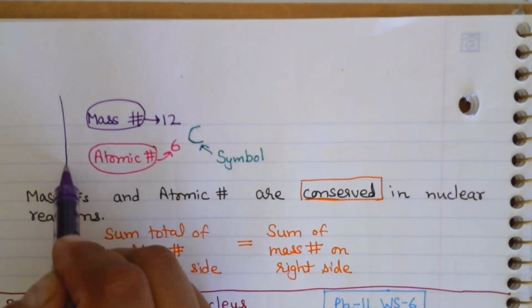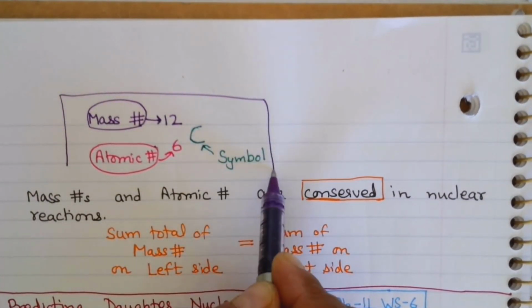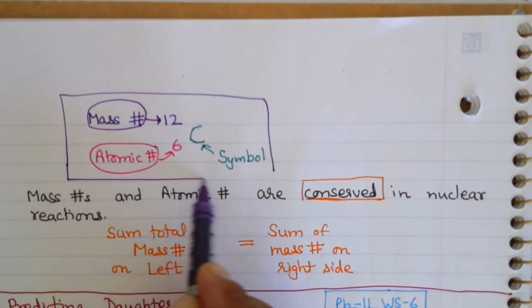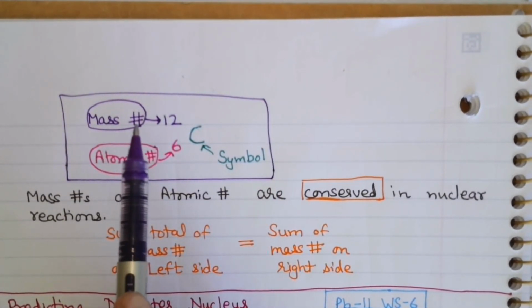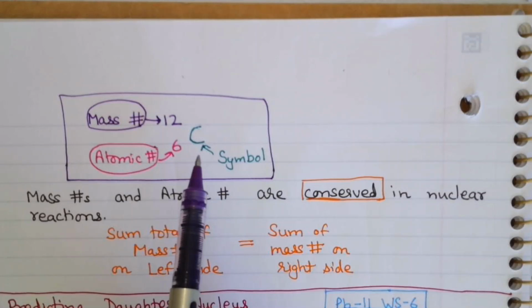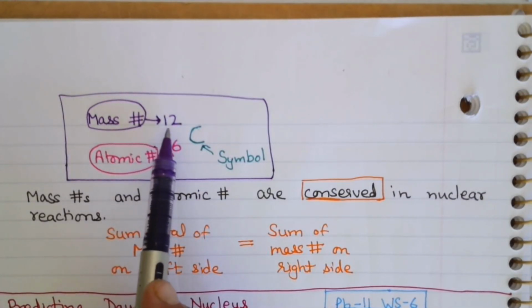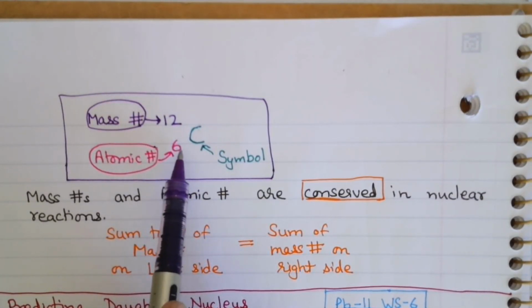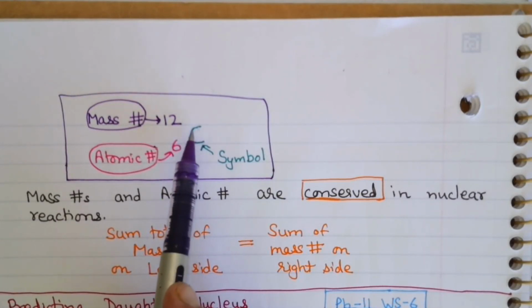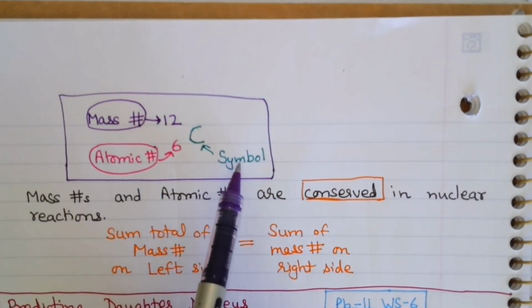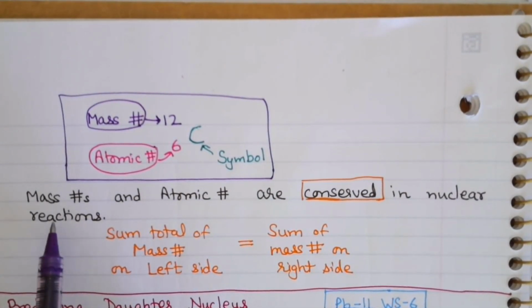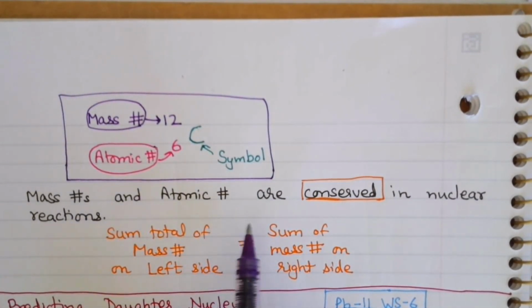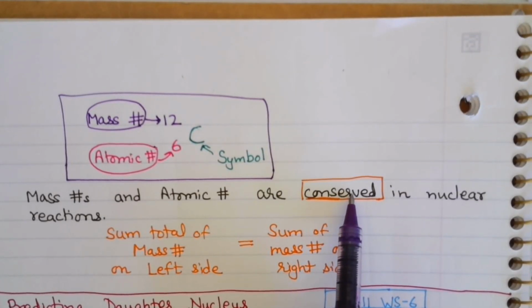First of all, we would like to go over the element symbol. This is the format we have to write for all the elements. The mass number always goes on top, the atomic number on the bottom, and then we write down the symbol of the element. So always remember, in nuclear reactions the mass numbers and atomic numbers are conserved.